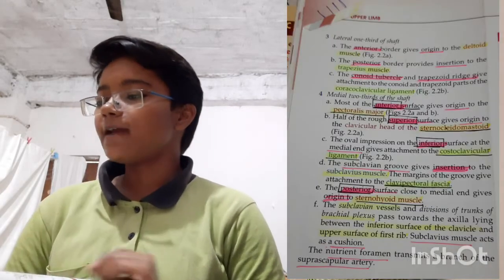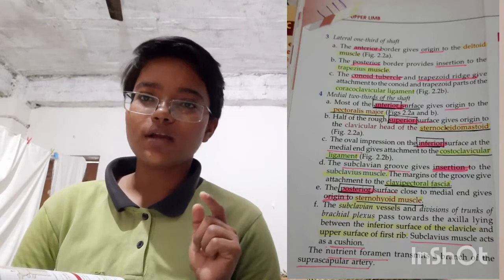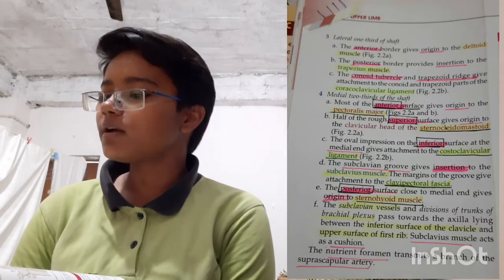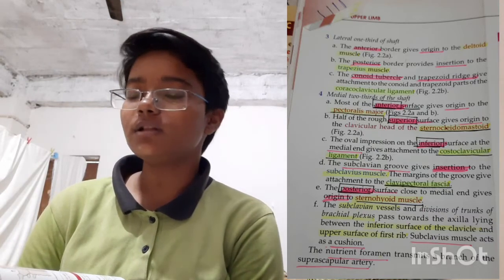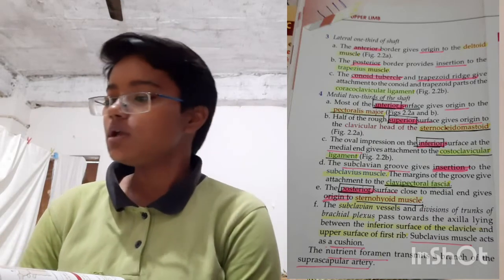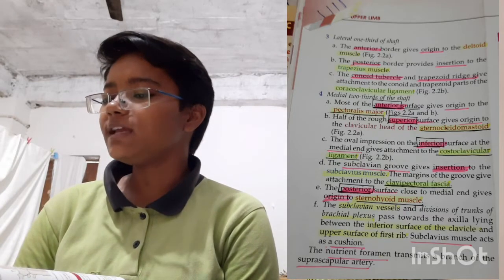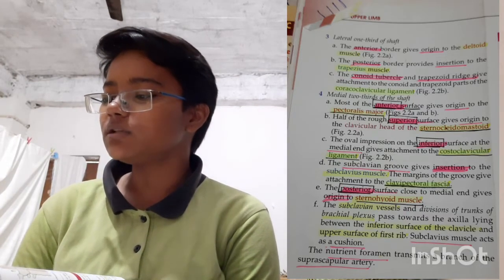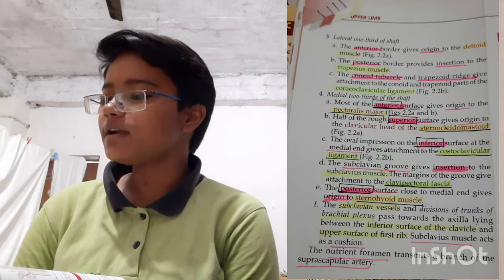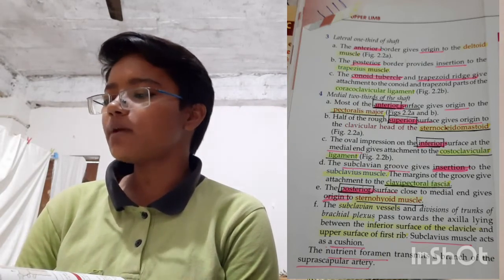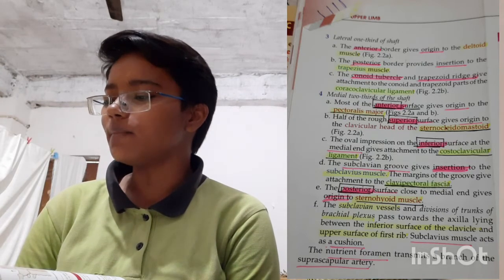Now, lateral one-third of the shaft, very important. The anterior border gives origin to the deltoid muscle. Origin to the deltoid muscle is from the anterior border. The posterior border provides insertion to the trapezius muscle. The conoid tubercle and the trapezoid ridge give attachment to the conoid and trapezoid parts of the coracoclavicular ligament.